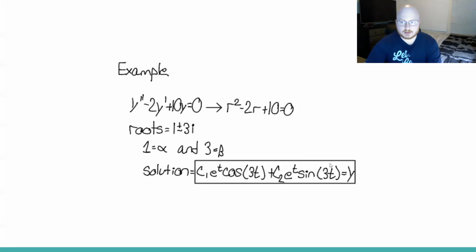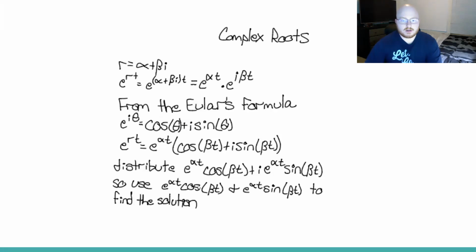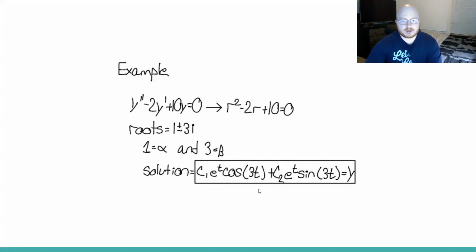Here's an example that I wrote up, and this is from one of the first slides. You have this equation, you convert it to this quadratic, then you use the quadratic formula, and that'll give you 1 plus or minus 3i. Once you get this root, you simply plug in 1 for alpha and 3 for beta into both of these, and that'll give you your solution right here.